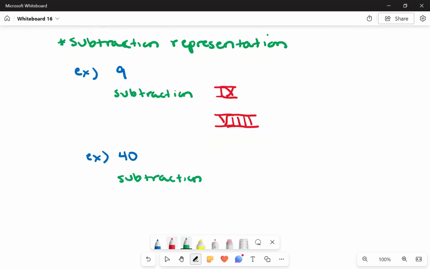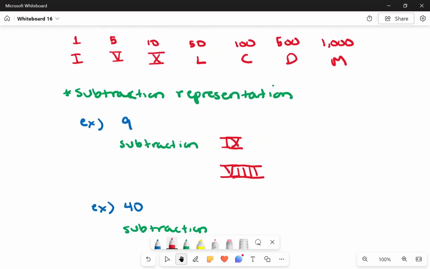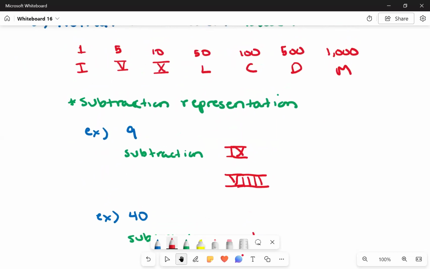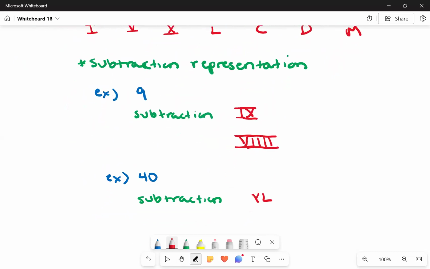Okay, so with the subtraction, 40 is close to 50, right? So I would go ahead and start with 50. And then I want to subtract 10. So I'd want to put the X in front. So basically it looks like XL.